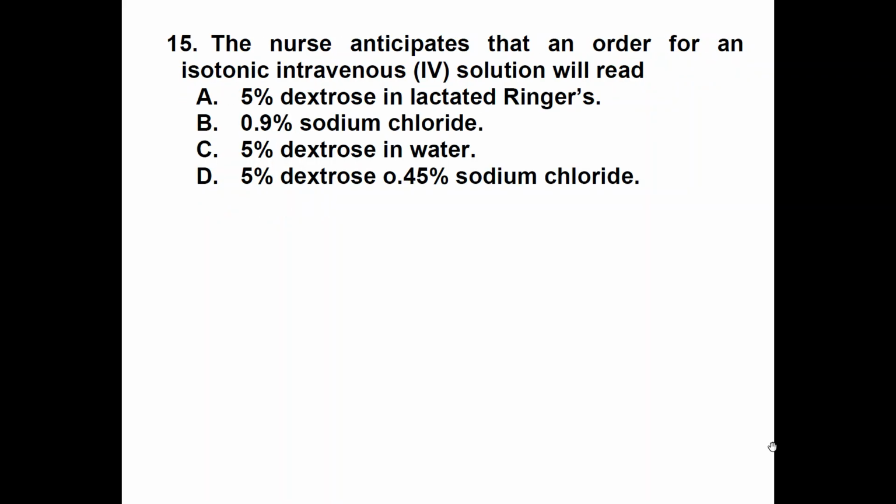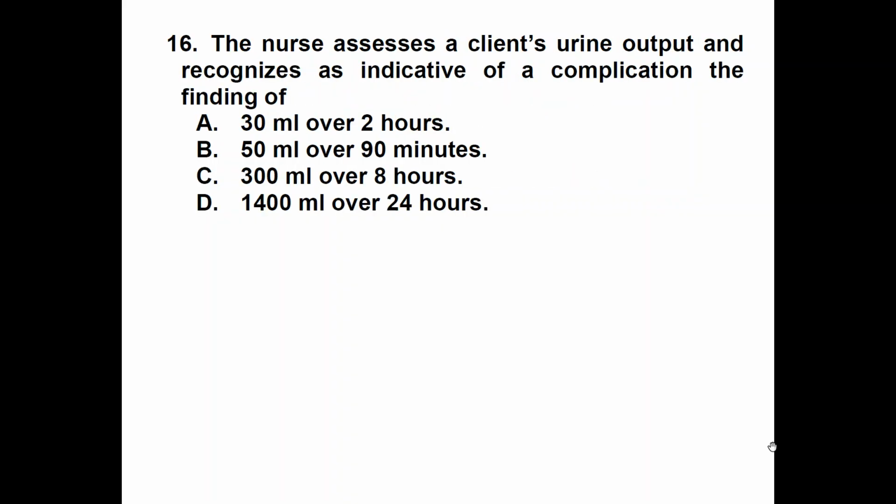15. The nurse anticipates that an order for isotonic intravenous IV solution will read: 5% dextrose, 0.9% sodium chloride, 5% dextrose in water, 5% dextrose, or 0.45% sodium chloride. The answer here is Bravo. Next, the nurse assesses a client's urine output and recognizes which finding as indicative of a complication: 30 ml over 2 hours, 50 ml over 2 hours, 300 ml over 8 hours, or 1400 over 24 hours. So the best answer for number 16 is letter B.